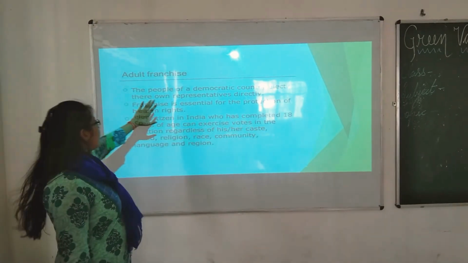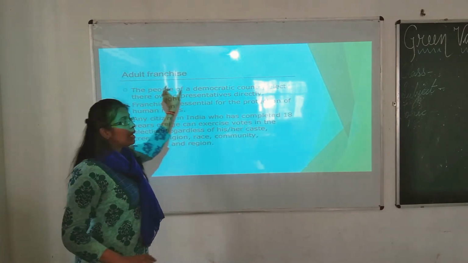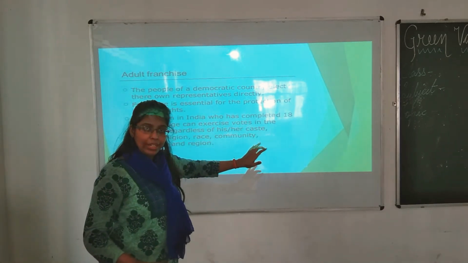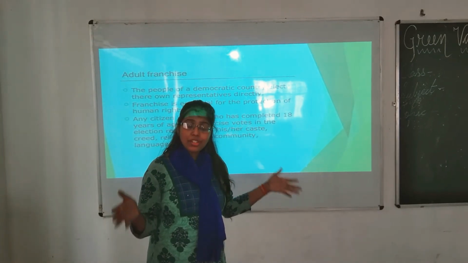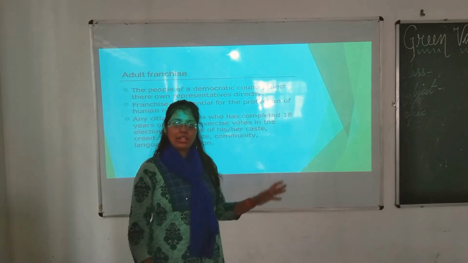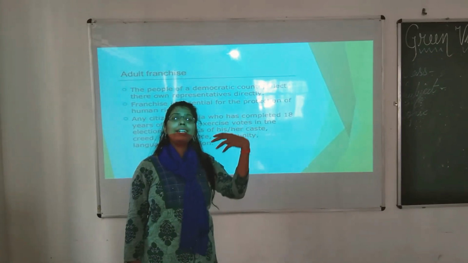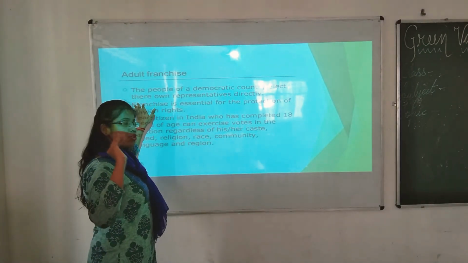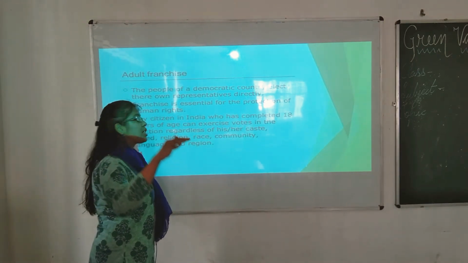Now just see this, as I told you all, the same is given here in points. The people of a democratic country elect their own representatives directly. We are not living in a monarchy system. Our nation is not following a monarchy system. No monarchy system exists. It is a democratic system of government, where we people vote and choose our representatives. So our representatives are chosen by us directly. Directly means we cast our vote.